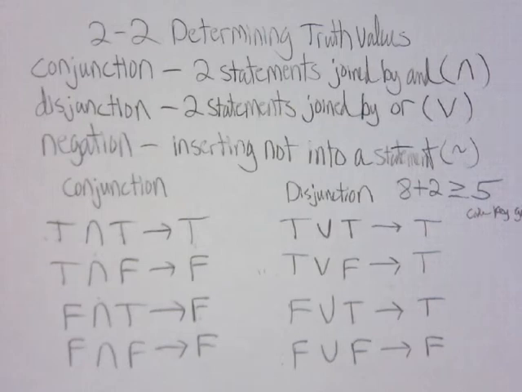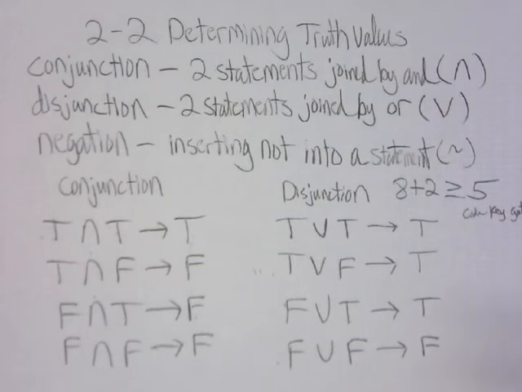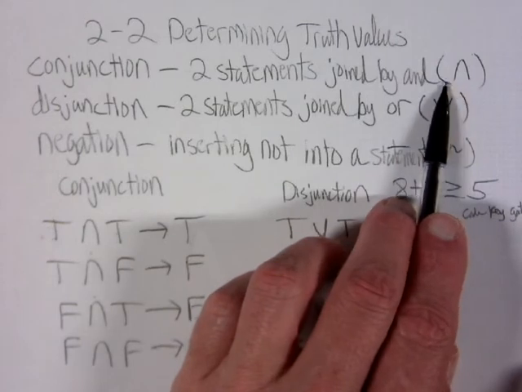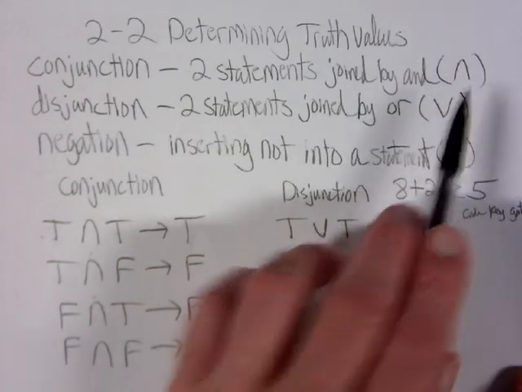Okay, in 2-2, the topic is determining truth values. All right, so we start with some vocabulary words. The first one being conjunction. A conjunction is two statements joined by and. And then there is the logic symbol for and. It looks like an upside down V.